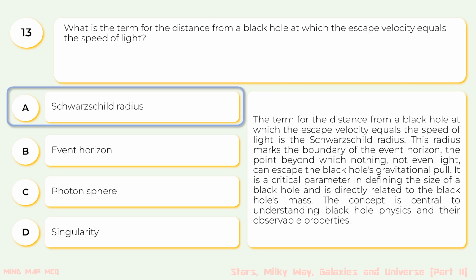This radius marks the boundary of the event horizon, the point beyond which nothing, not even light, can escape the black hole's gravitational pull. It is a critical parameter in defining the size of a black hole and is directly related to the black hole's mass. The concept is central to understanding black hole physics and their observable properties.